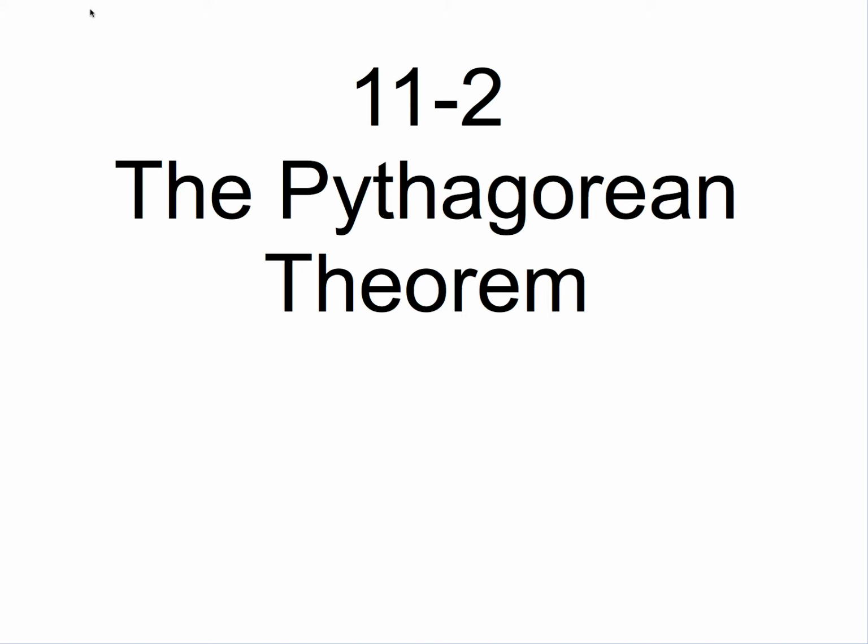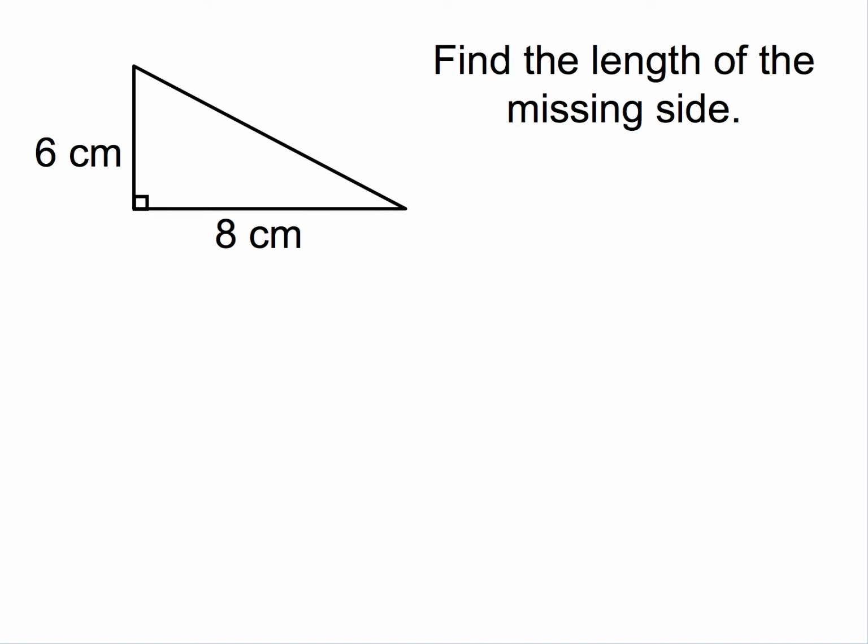Today we're working on Chapter 11, Section 2, which is the Pythagorean Theorem. So our first problem here says find the length of the missing side. So you could tell we have a right triangle. The length of this side is 6. The length of this side is 8.